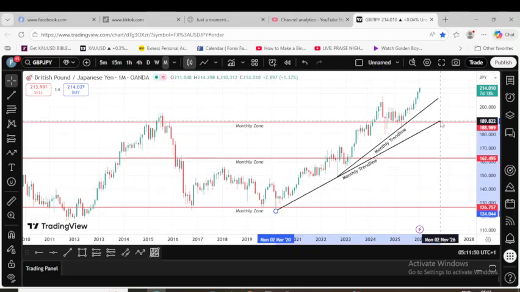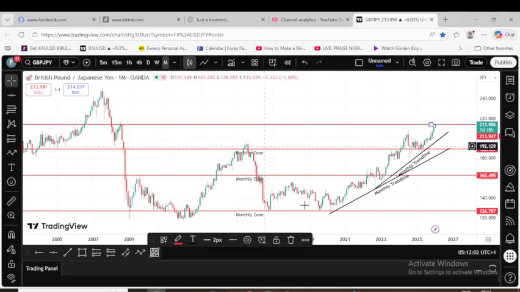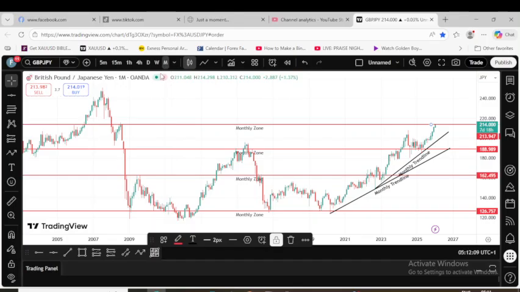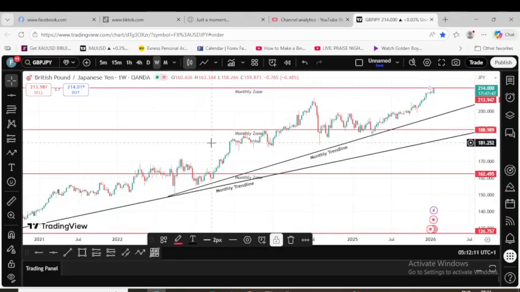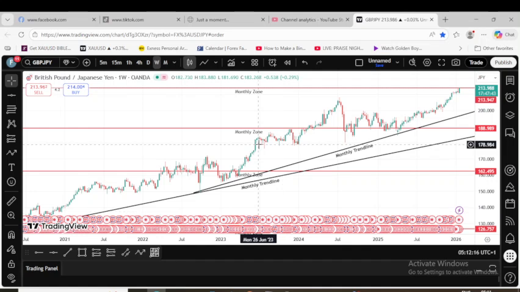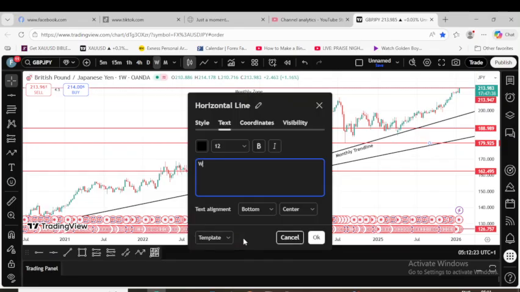Okay, so now we'll go down to the weekly time frame and we'll do the exact same thing. We identify our zones, our support and resistance levels, as well as our trend lines on the weekly time frame. So on the weekly time frame, you can see that there's a level here. This is a weekly zone.